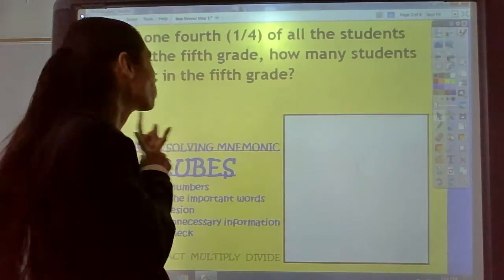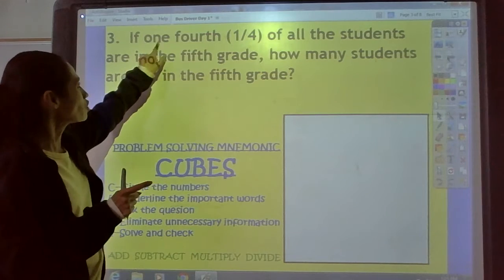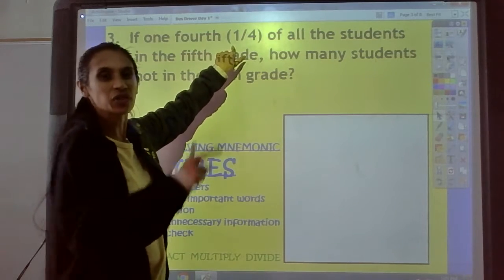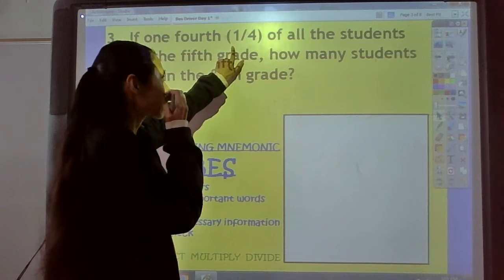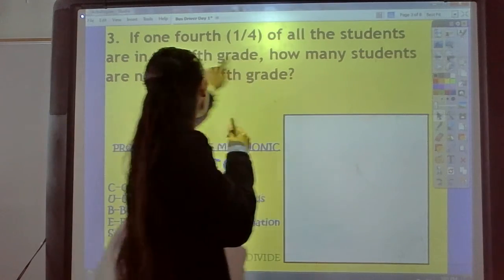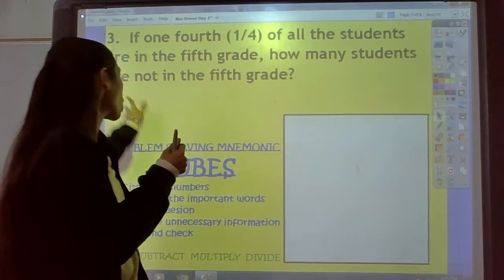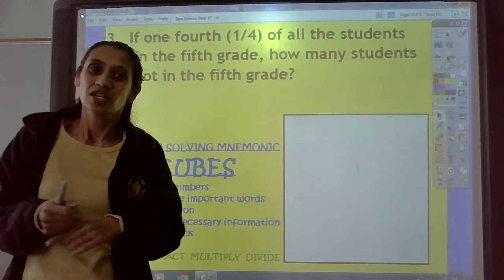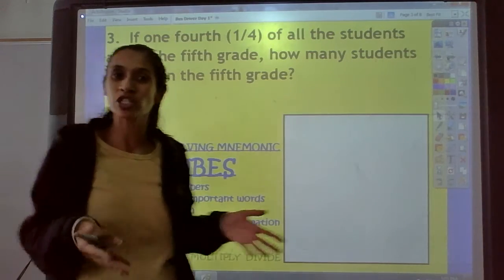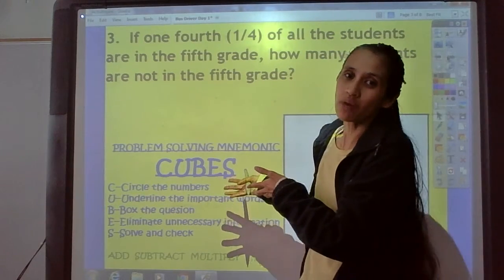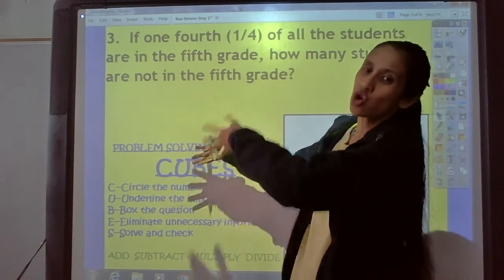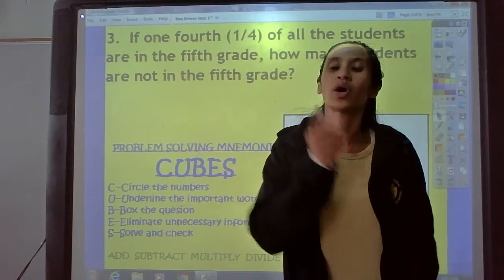Let's read the problem. It says, if 1/4, and that's how we write 1/4, the 1 on top and the 4 at the bottom, of all the students are in the 5th grade, how many students are not in the 5th grade? So, like we did on the other questions, we can use our problem-solving mnemonic device, CUBES, to help you remember what you need to do.